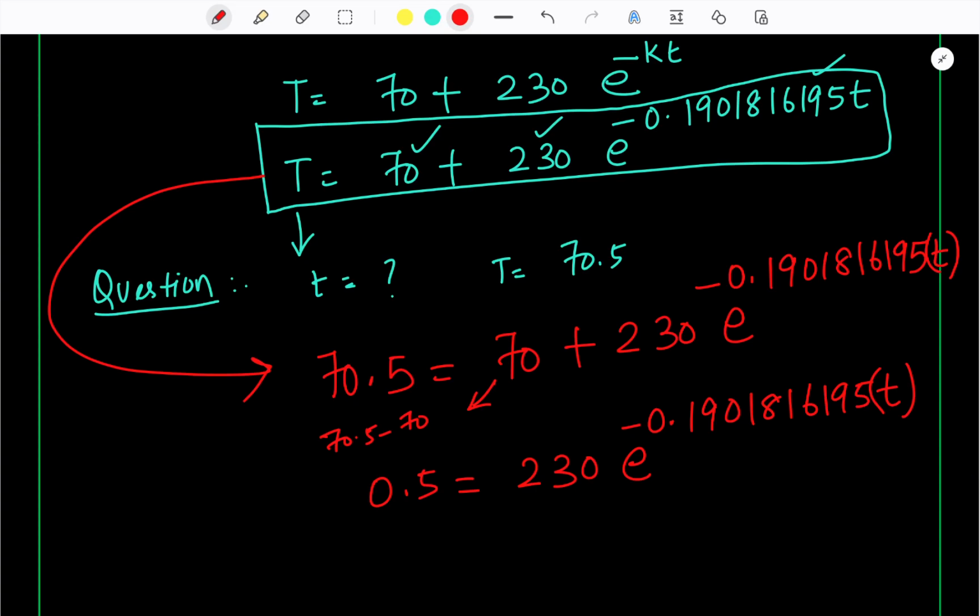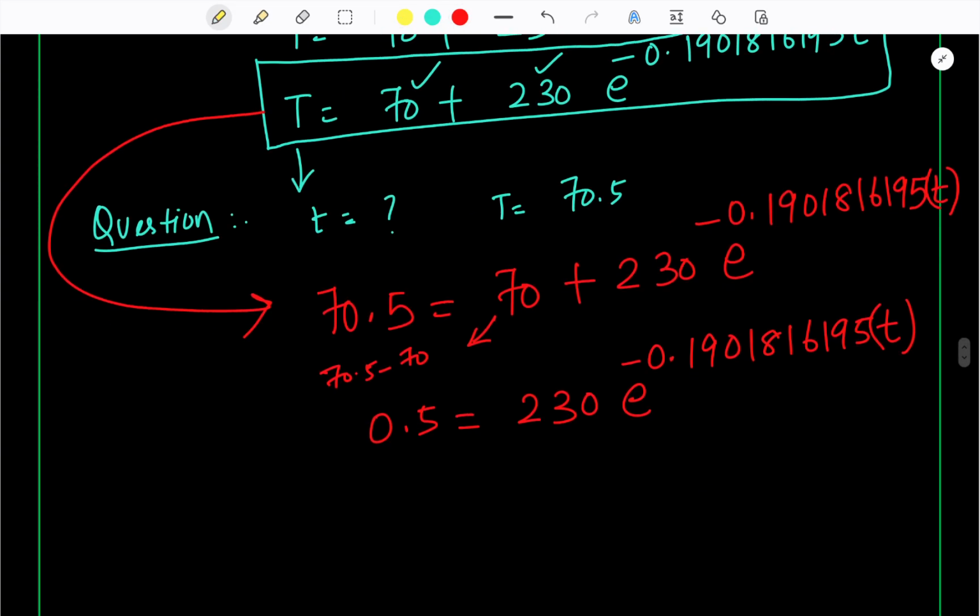No need to simplify. So 0.5 equals 230 times e power minus 0.1901816195 times x. Shift calc, equal. So let me have the value of t, equal to what answer we got in the class.